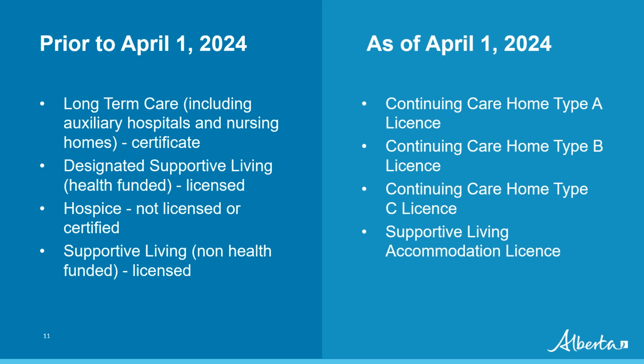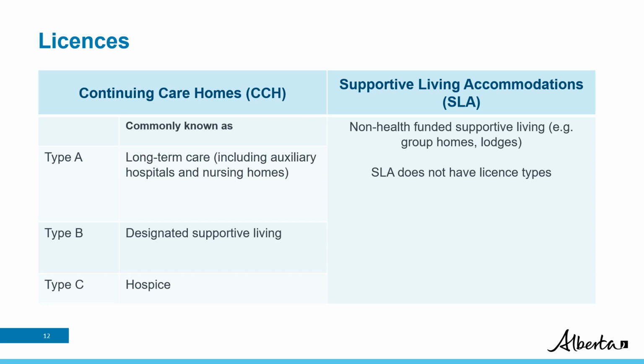Licensing is also new for hospices under the Act, Continuing Care Home Type C. Commonly known terms for continuing care home types are included in the slide: long-term care, designated supportive living, hospice. Commonly known supportive living settings may include group homes, lodges, supportive living, non-health funded, non-facility-based care.